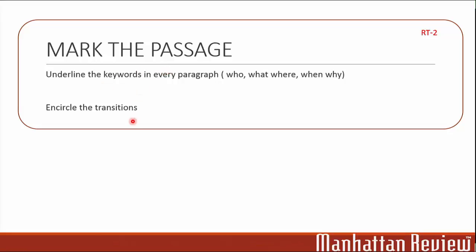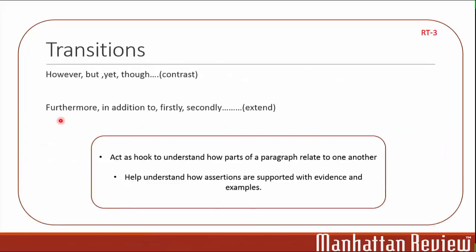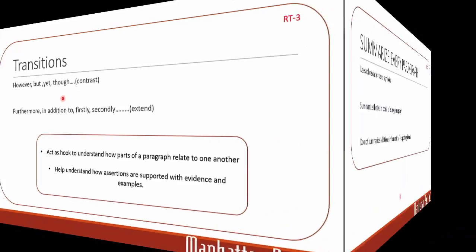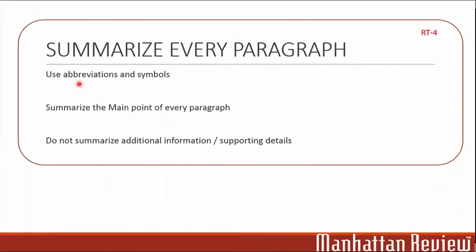And also we need to encircle the transitions. Whenever we come across transitions, we need to encircle them. Now, what are transitions? We have 2 types of transitional words: thought extenders and contrasters. Words like however, but, yet, though are all contrasters.